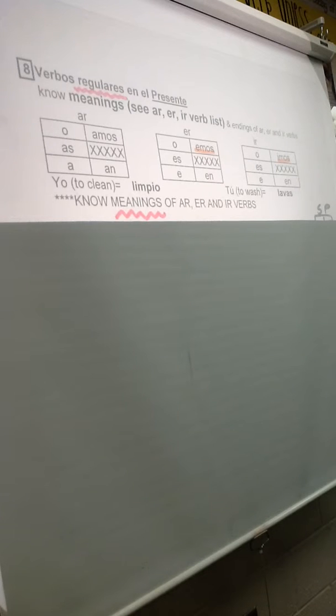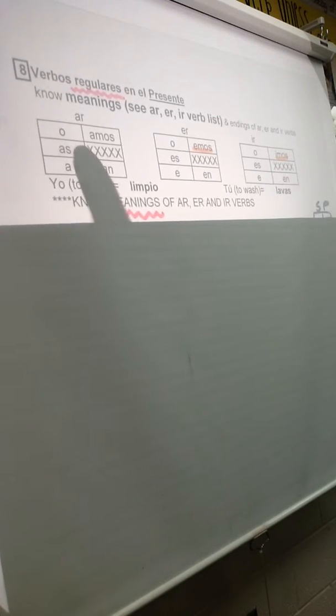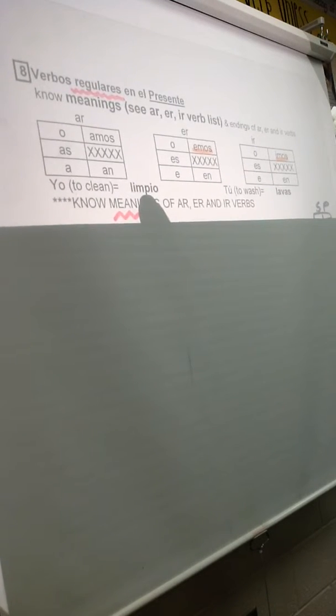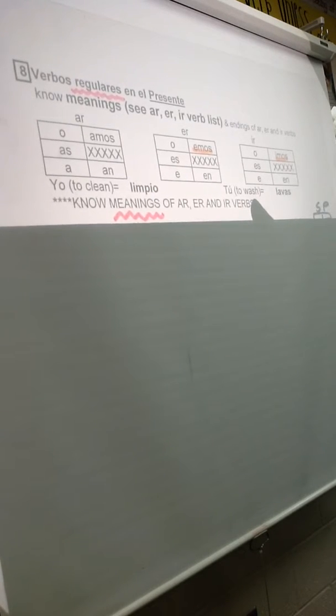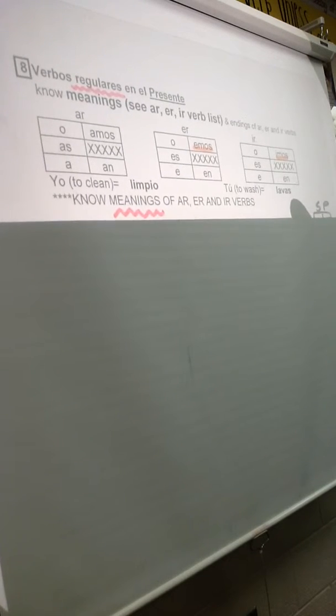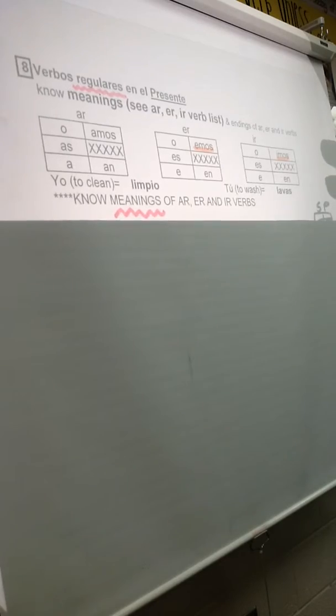So just like the 2 examples here, yo, to clean is limpiar. It's an AR verb for the yo form. Drop the AR, add an O: limpio, I clean. You wash, lavar: careful, to wash and to clean. People get confused, so that's why I put those 2 there for you. And lavar is the verb. Agree with the tú form. That's the correct conjugation that agrees with the subject. So you have to know meaning and conjugation.